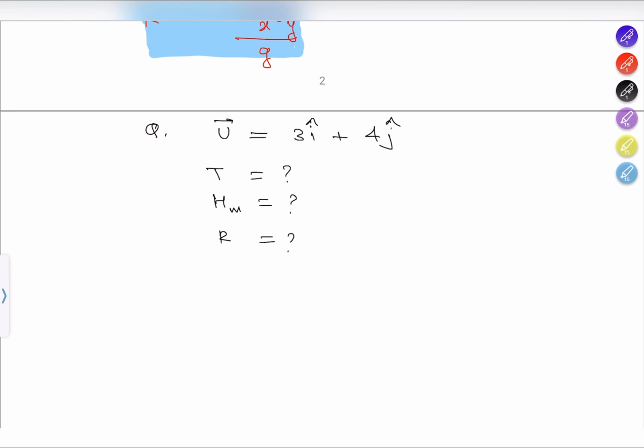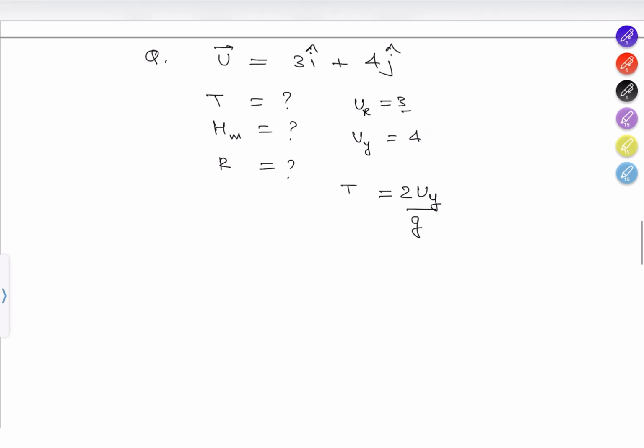So you have all the formulas. If you remember the formulas in terms of ux and uy, here ux is given as 3, uy is given as 4. So time of flight will be given by 2 uy by g, and maximum height will be given by uy square by 2g, and then range will be given by 2 ux uy by g.